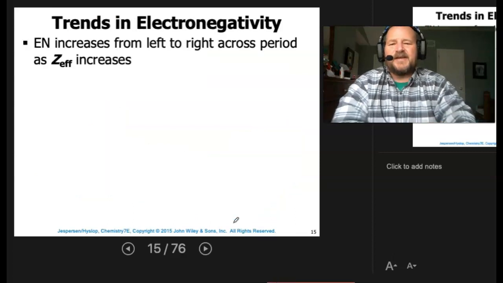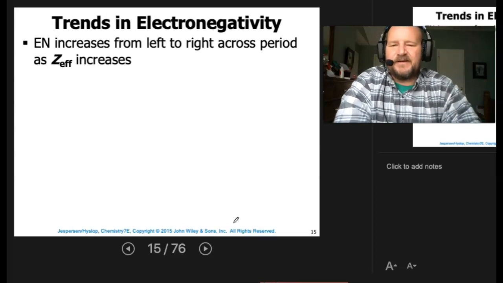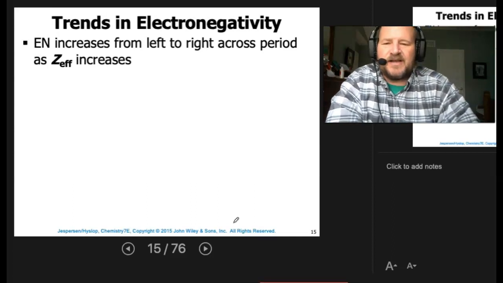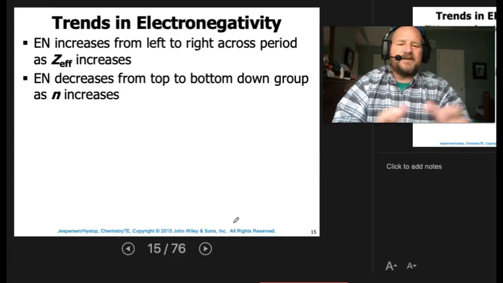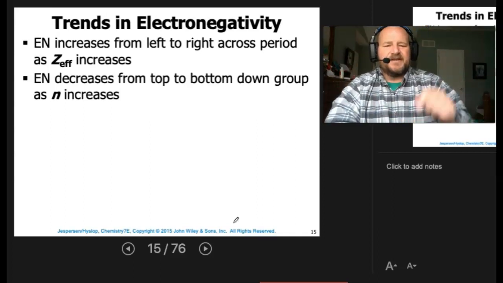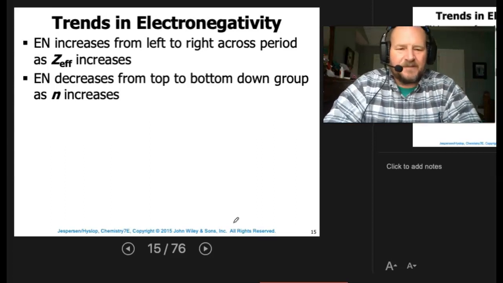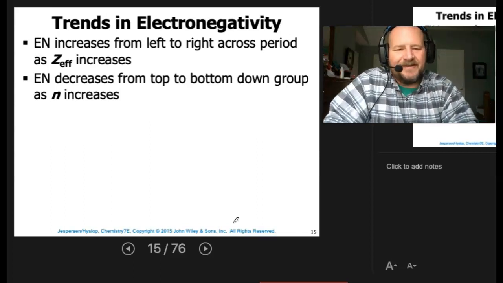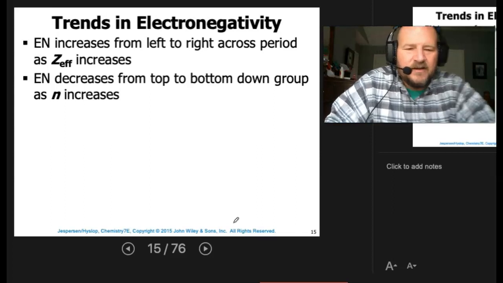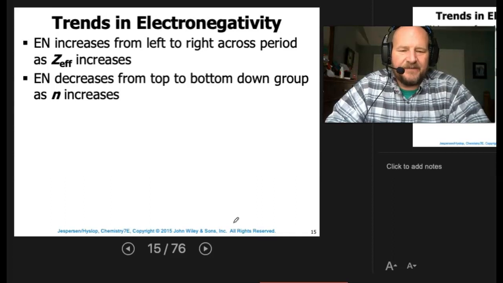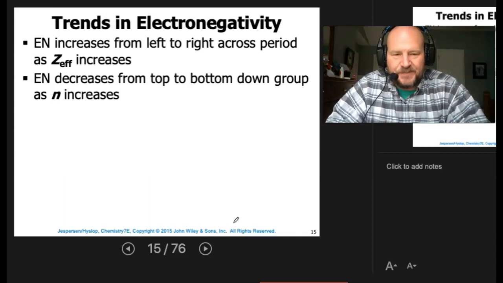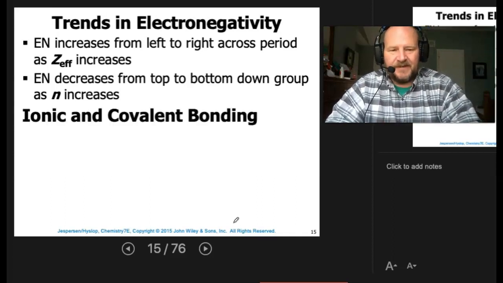So your trends, EN increases from left to right across the period. And again, you can imagine this is directly related to the Z effective. EN decreases from top to bottom down as the N increases. So as the atoms get extra shells, then we see the electronegativity will also drop. Remember, it's a measure of how much the atom wants an electron. So kind of going in, we know fluorine is going to be the most electronegative. We know francium on the opposite end should be the least electronegative, right?